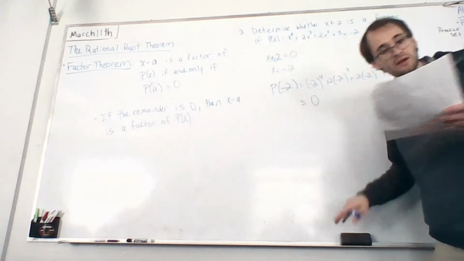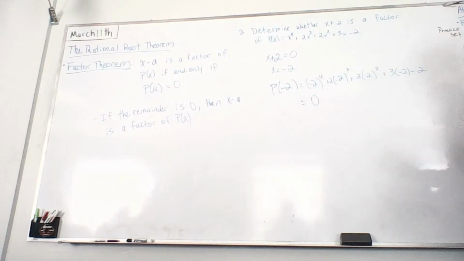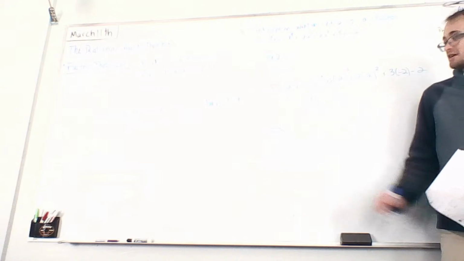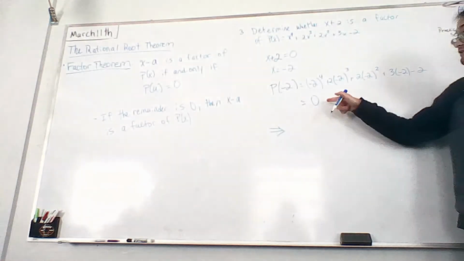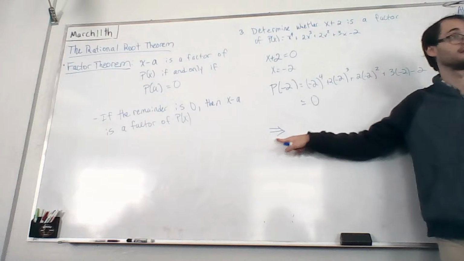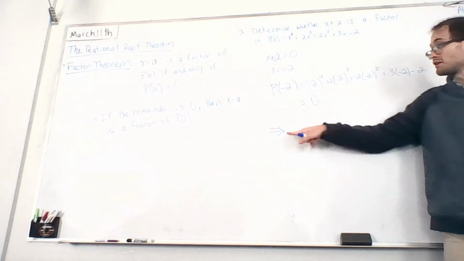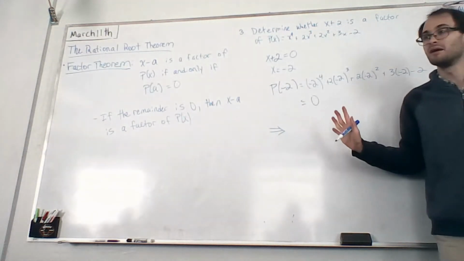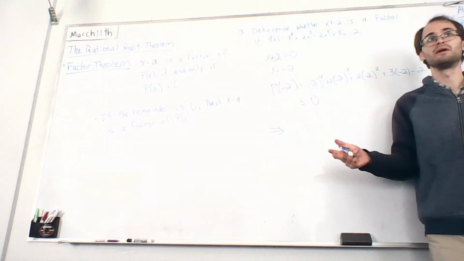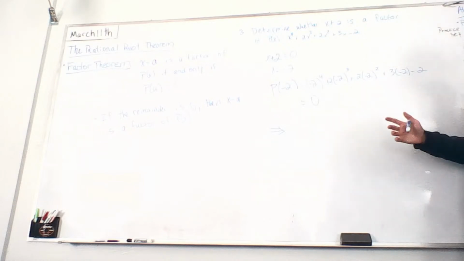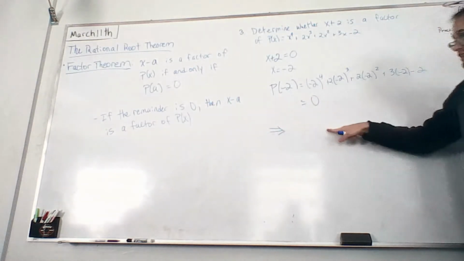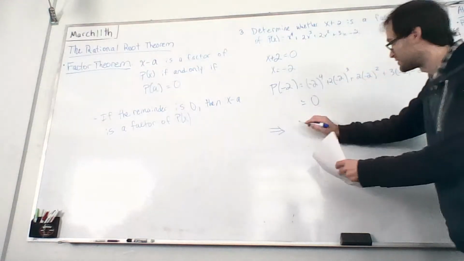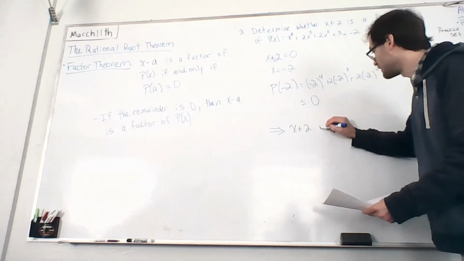Before I write that math stuff, I want to explain something so I can start writing it on the board. If you ever see me draw an arrow, that just means, if I get that, this implies the following. Because of this, that means what I'm about to write. Cause and effect, yes. So that means x plus 2 is a factor.